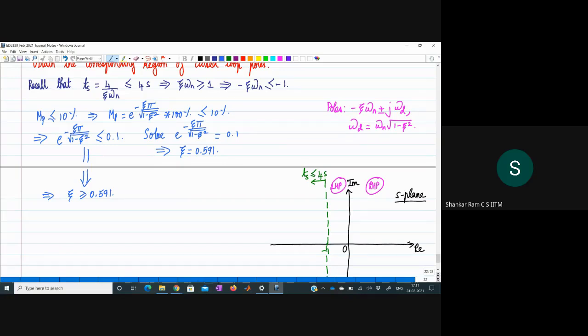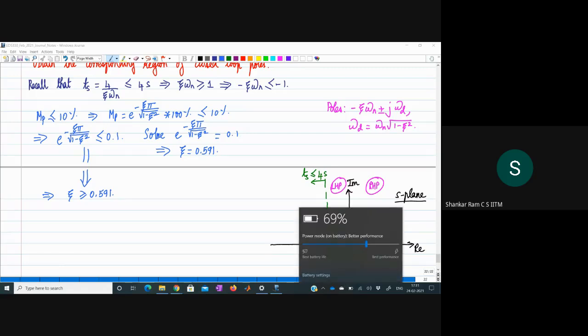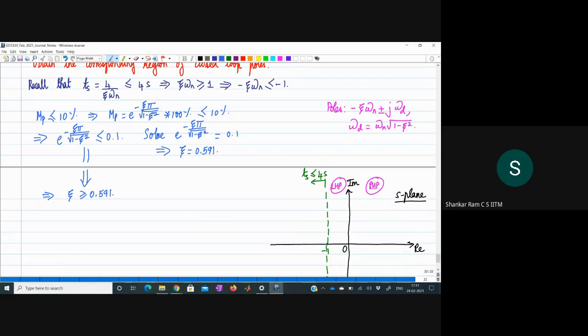Okay, so please note that this is with a negative exponent, right? So obviously, that's why we get a lower bound of zeta, right? For all zeta greater than or equal to 0.591, this exponential term, e power minus zeta pi divided by square root of 1 minus zeta square, will be less than or equal to 0.1. Okay, so I leave this here as an exercise. Please do it. If you have any questions or concerns, please feel free to ask in the next session.